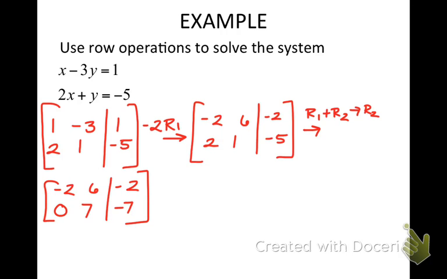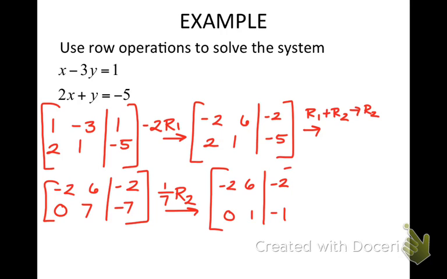The next thing I want to try to do, after I got my 0 in the left-hand corner, is turn this into a 1. What can I multiply 7 by to make it become a 1? 1/7, right? And fractions are going to be your friends here. So now I'm going to do 1/7 R2, which gets me 0, 1, negative 1 in my second row. Row 1 did not change.